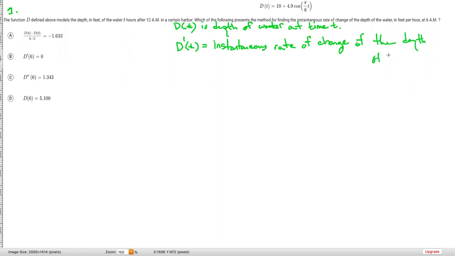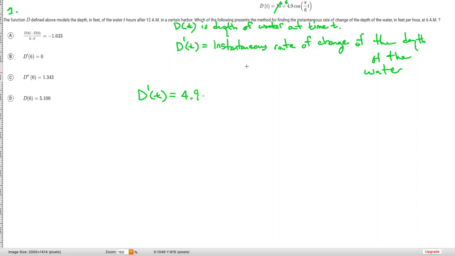of the water. Now, that basically means that it's asking us which of the following presents a method for finding the instantaneous rate of change of the depth of water. Basically, what you need to do is find D prime of t. So you need to differentiate this function with respect to t. So the derivative of 10 is 0. And then differentiating this, it's 4.9 times whatever the derivative of cosine of pi over 6 times t is.